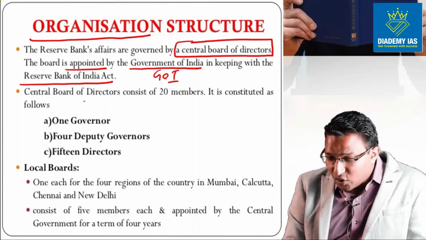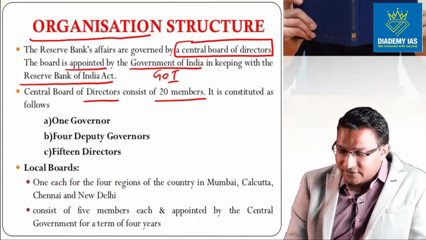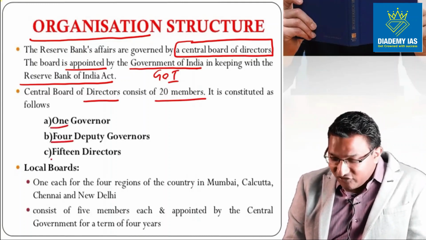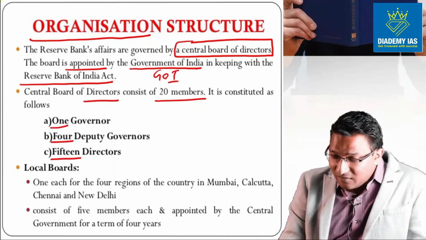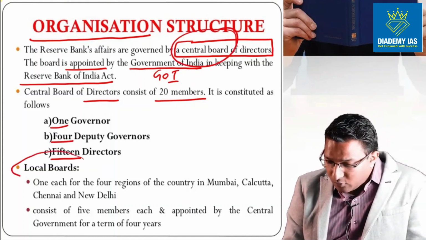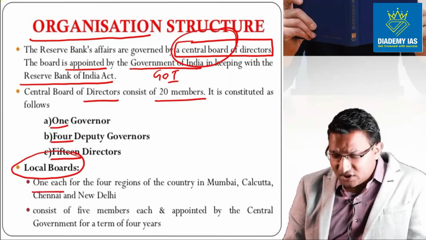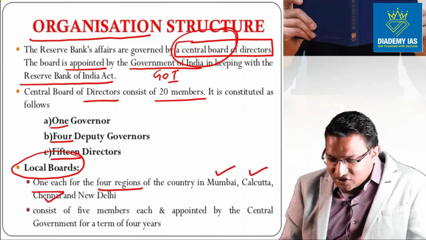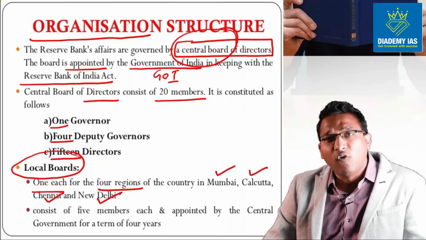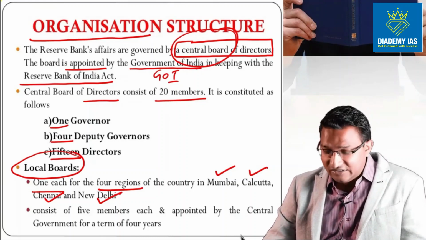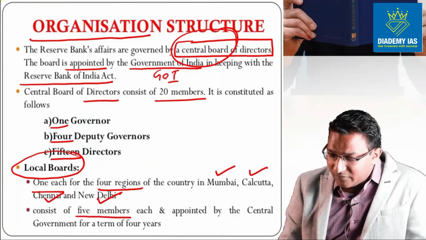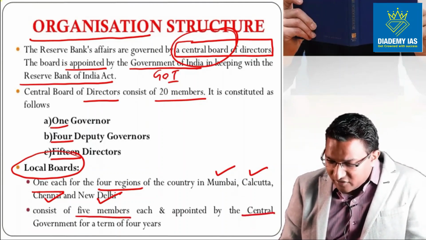Now in this Central Board of Directors, there are a total of 20 members, which include 1 governor, 4 deputy governors, and 15 directors. Apart from this central board, we have local boards. These local boards are located one each in the 4 regions of the country, including Mumbai, Calcutta, Chennai, and New Delhi. So all the 4 metropolitan cities have a regional local board, and each local board consists of 5 members appointed by the central government.